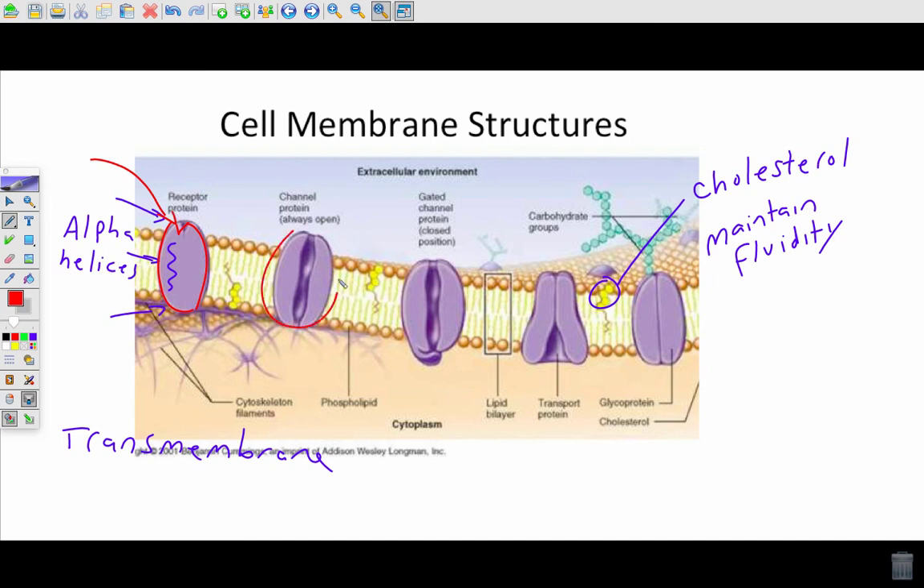do something. Another kind of transmembrane protein are these channel proteins. And channel proteins have a pathway through them that allows material to flow into and out of the cell. Channel proteins are always open. So anything small enough to fit through the channel can go into or out of the cell.